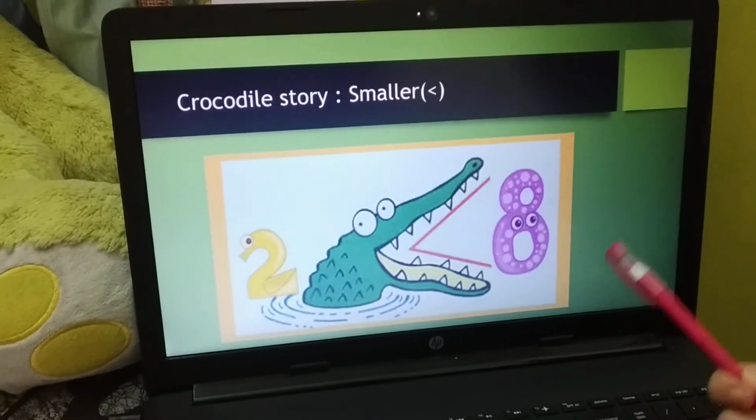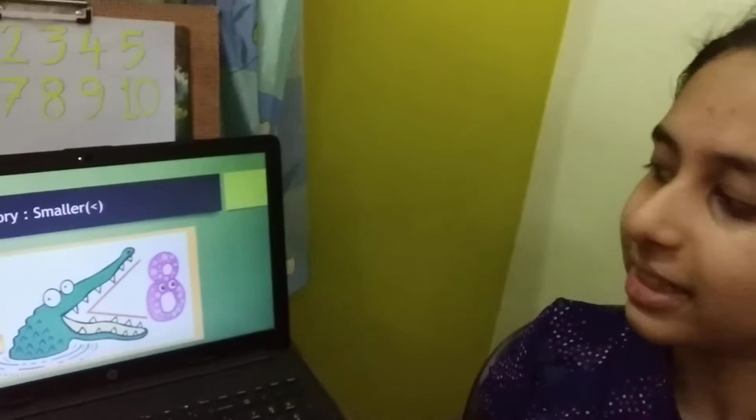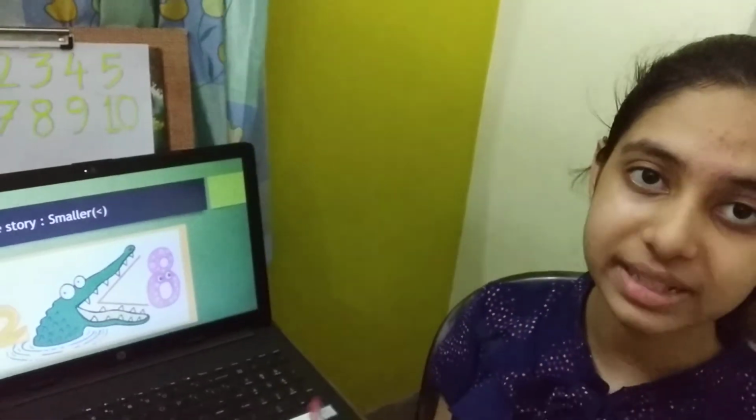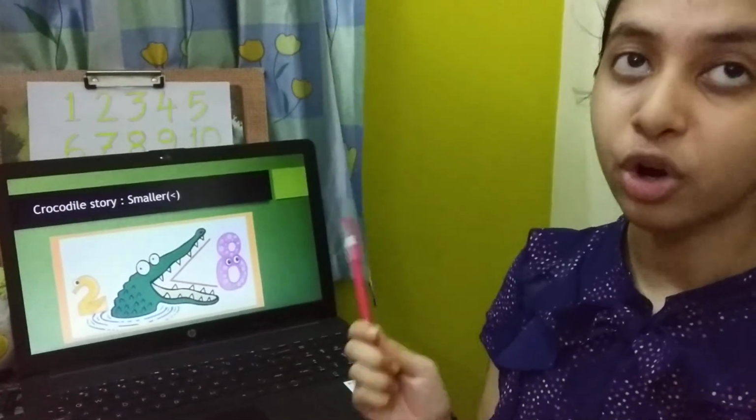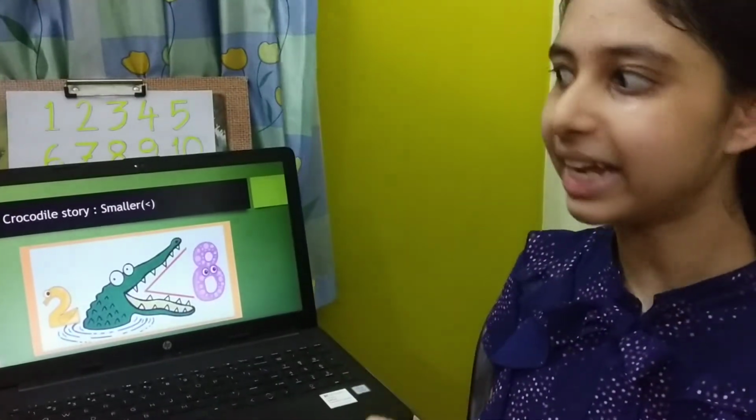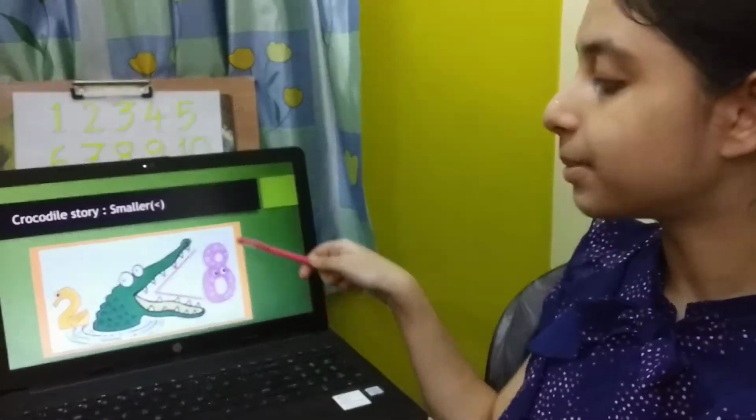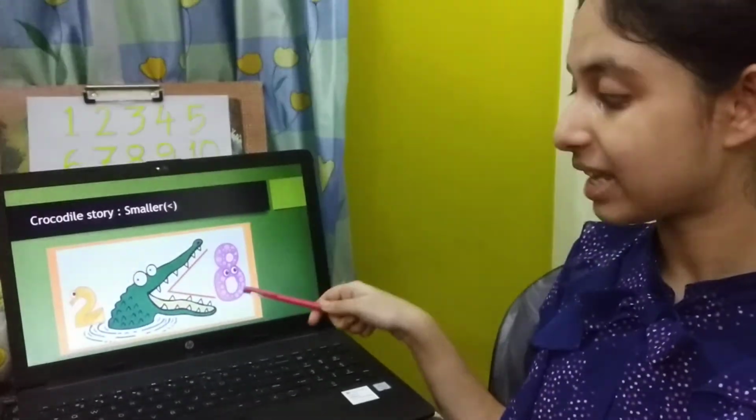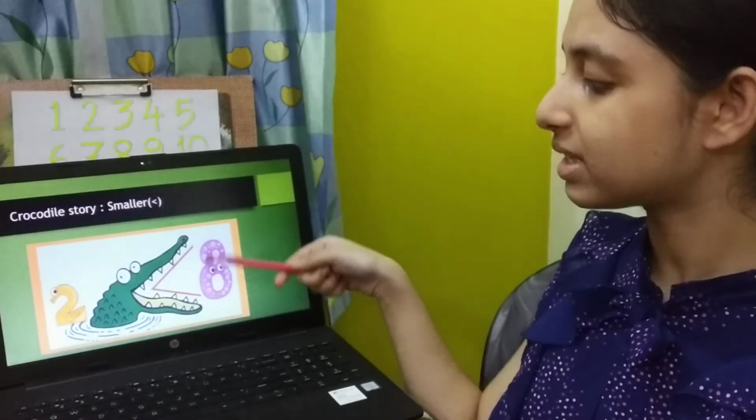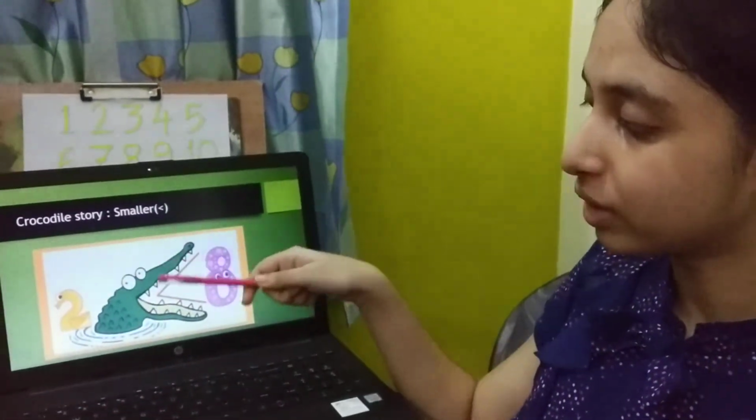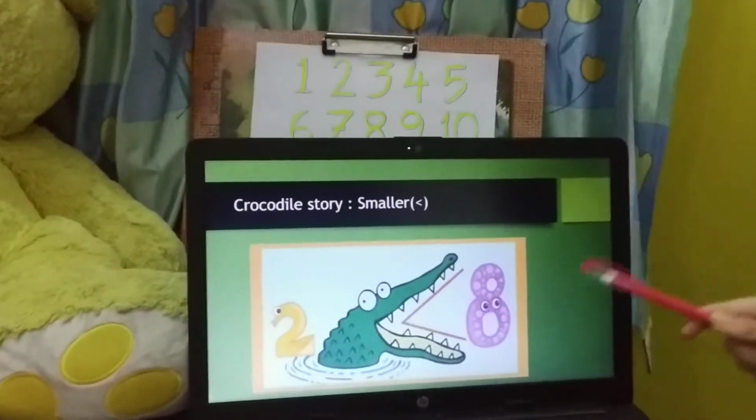Then here we can see a comparison between 2 and 8. We know that 2 is less than 8, and thus what will the crocodile do? The crocodile will point its tail towards 2 and thus will open its mouth towards 8, and thus we can see that the crocodile is doing the same thing, opening its mouth towards 8 and pointing its tail towards 2. So we can say that 2 is less than 8.